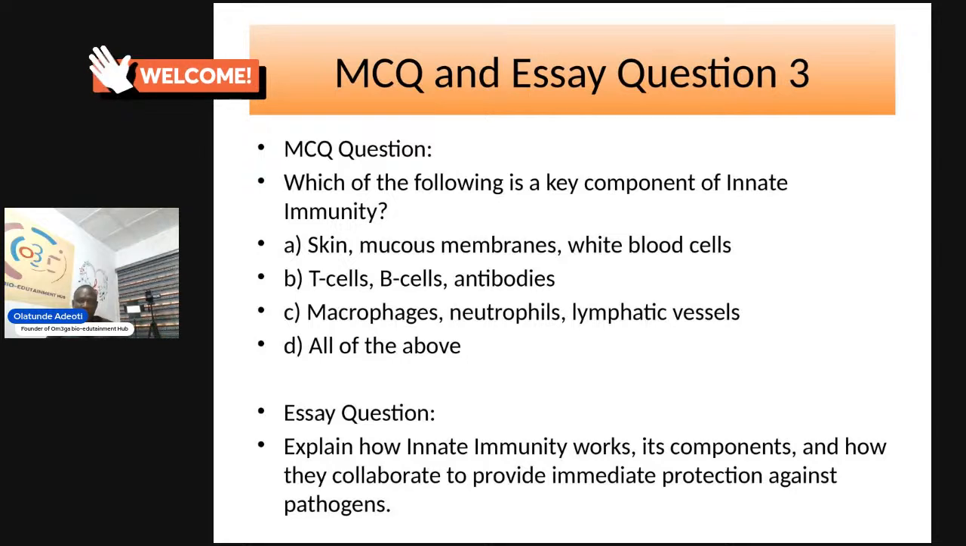Then which of the following is a key component of the innate immune system? The skin, the mucus, the white blood cells, T cell, B cells and antibody, macrophages, neutrophils and lymphatic vessels, all of the above. And you have to explain how innate immunity works, its components, and how they collaborate to provide immediate protection. So that is the end of this presentation.